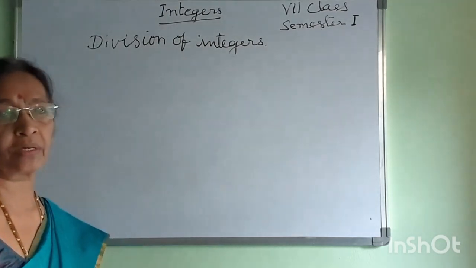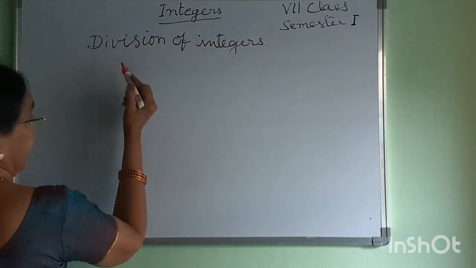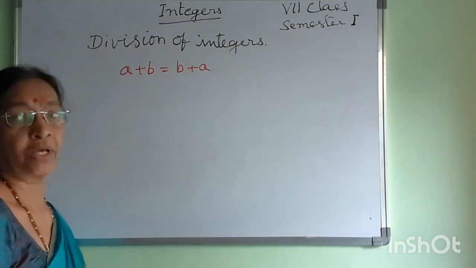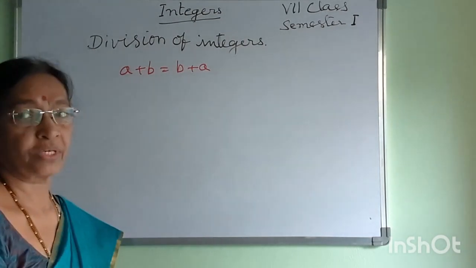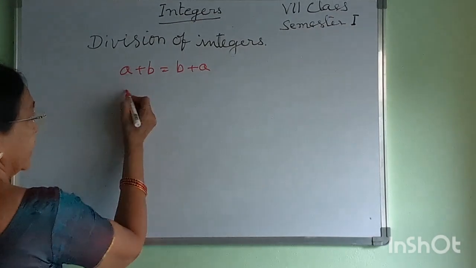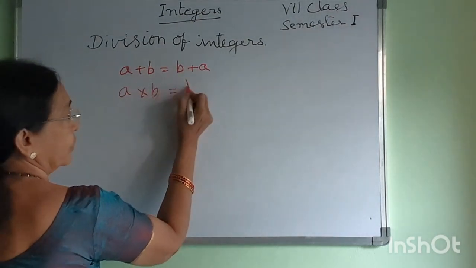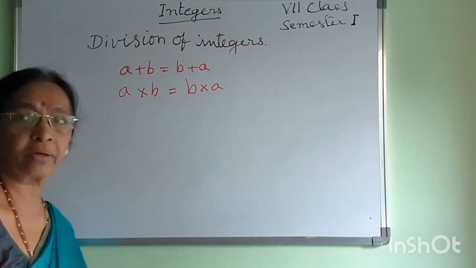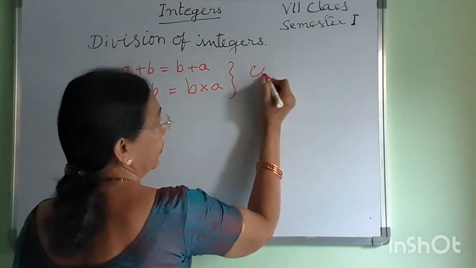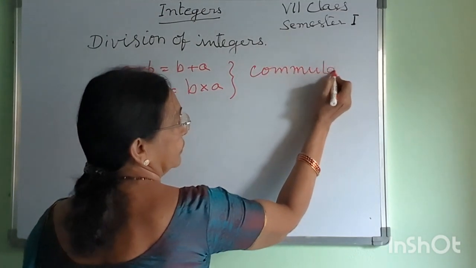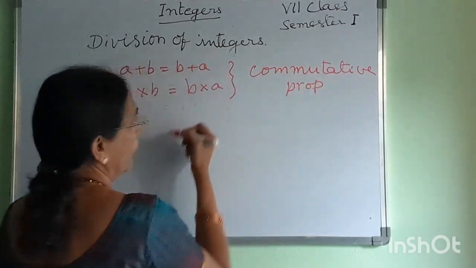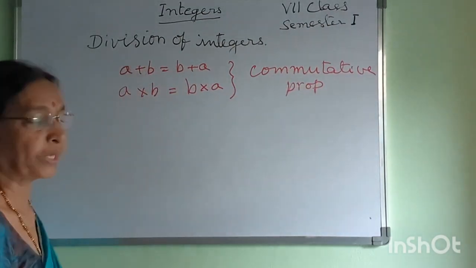Addition and multiplication are commutative. That means a plus b is equal to b plus a. If the order is changed, the value doesn't change. We can add in either way. Similarly, a into b is equal to b into a. The order can be changed, the product will be the same. This is the commutative property of addition and the commutative property of multiplication.